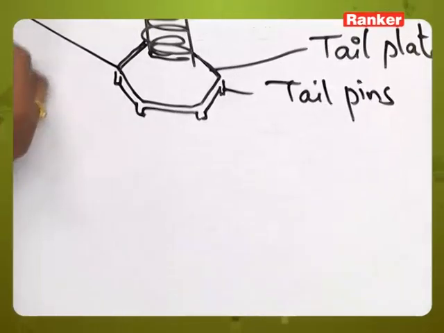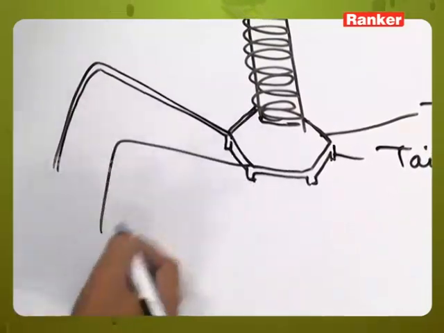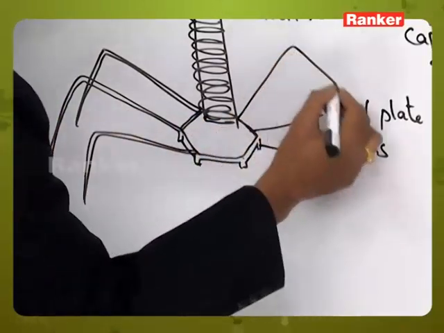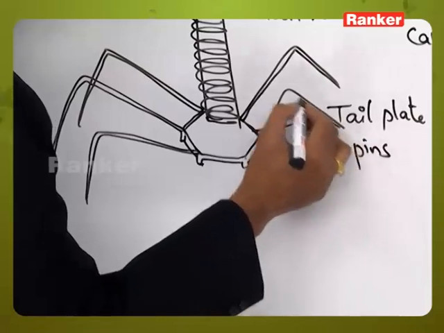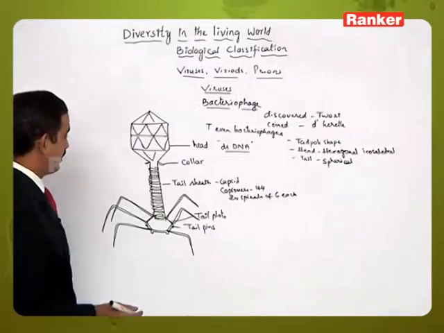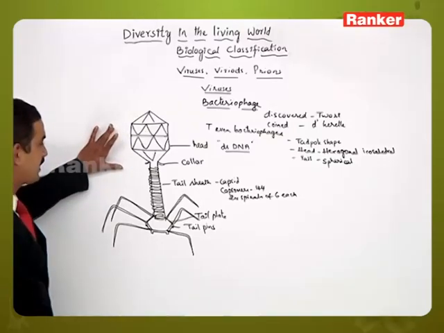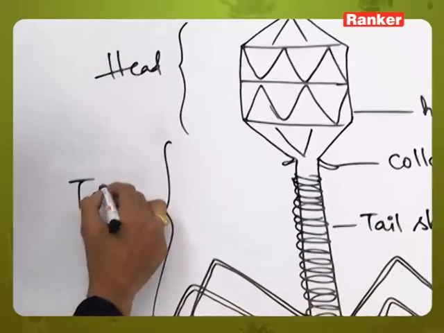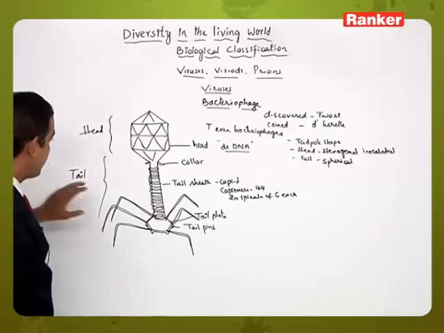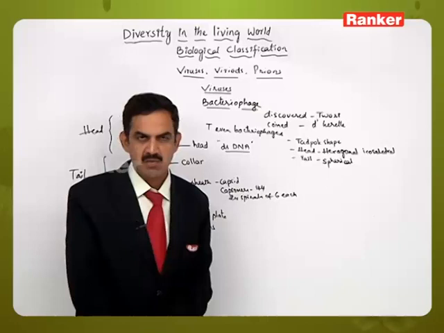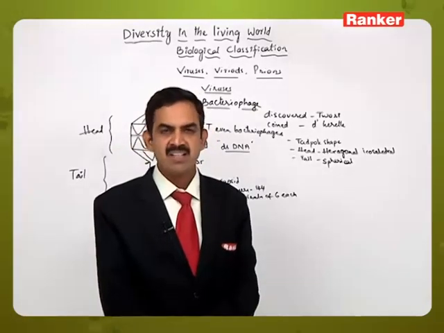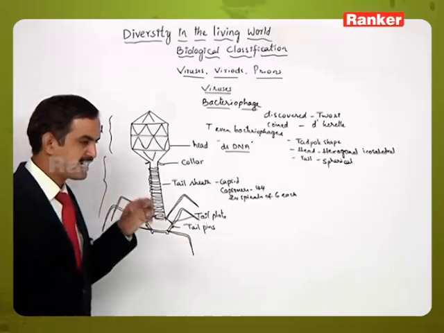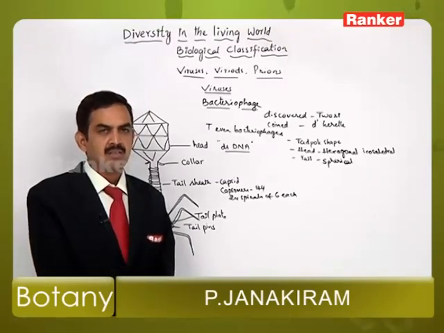From each corner a fiber like structure arises. This is called a tail fiber. A total of 6 tail fibers are present. So likewise, this is the tadpole shape of a T-even bacteriophage, which contains a head region and the tail portion. These bacteriophages are concerned with the transduction process during the sexual reproduction of bacteria, where they transfer genetic material from one bacteria to another. With the help of these tail fibers, which have the specific nature that they attach to specific points on the cell wall of bacteria.